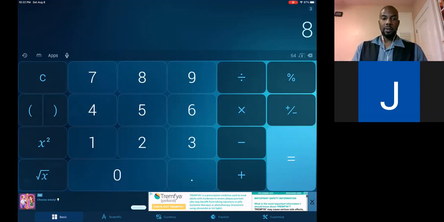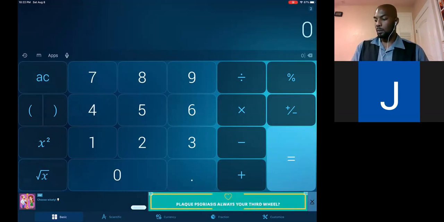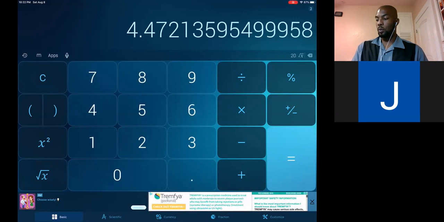All right, that's basically how to use the calculator to find the square root of numbers. If you wanted to find a number that had a decimal, let's say the square root of 20, press the square root, you would get 4.472135954999958. But you're of course not going to write that down, so you would round to 2 or 3 decimals, you'd get 4.47, and that would be your square root of 20.